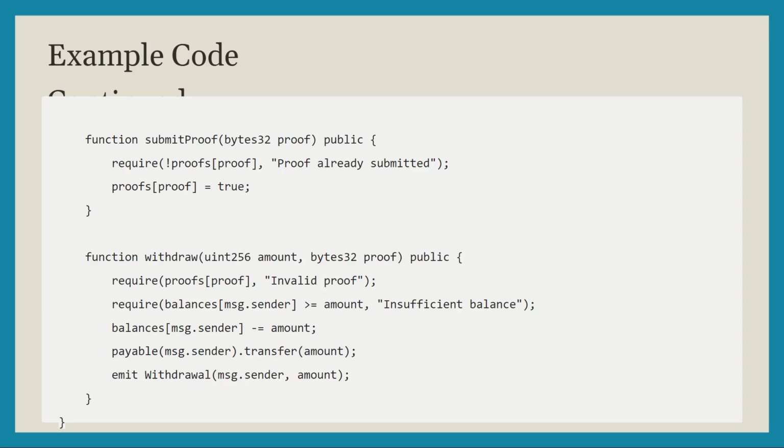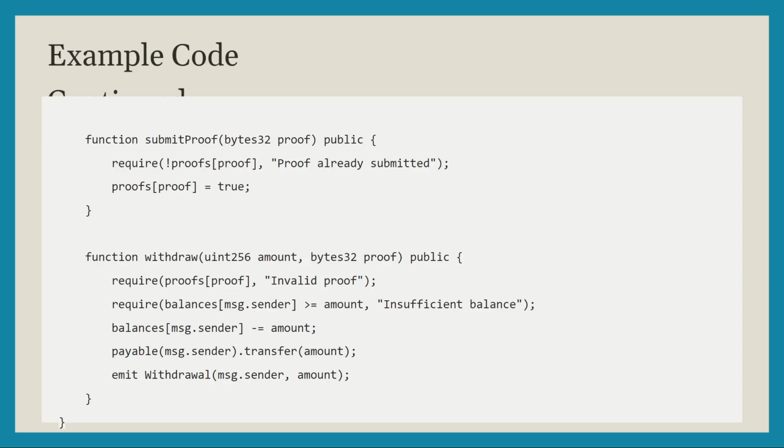Finally, after that, you have the withdraw function. It allows users to withdraw ether from the contract using a valid proof. It is callable by anyone. It takes an amount parameter specifying how much ether to withdraw and a proof parameter, bytes32. One require statement checks that the proof has been submitted and is valid. Another require statement checks that the caller has enough balance in the balances mapping. After that, it transfers the specified amount of ether to the caller, and then it emits a Withdrawal event with the caller's address and the withdrawn amount.